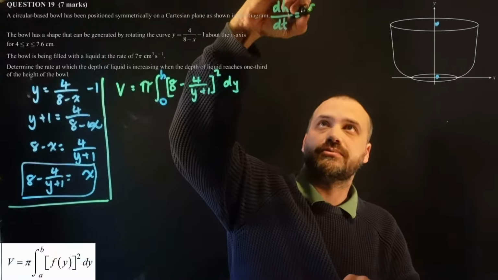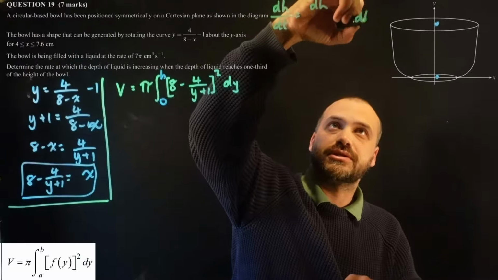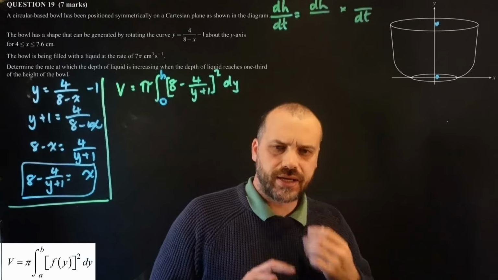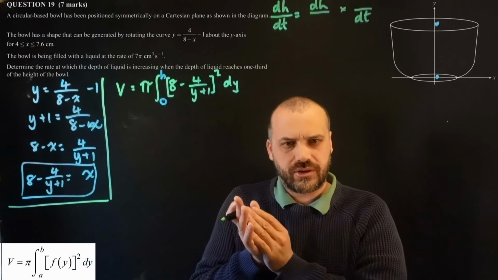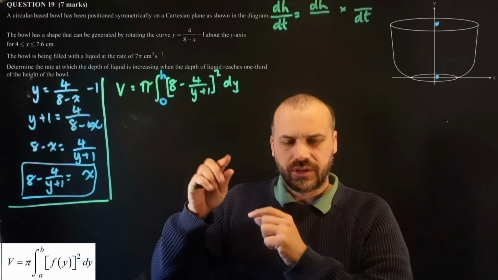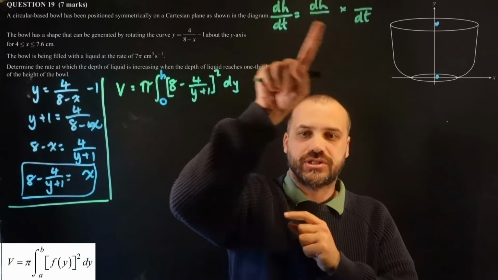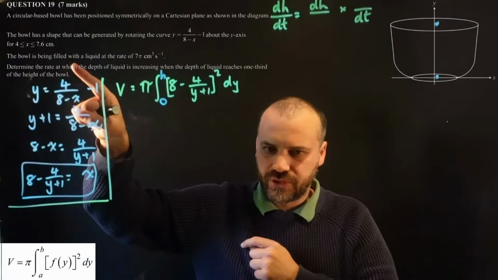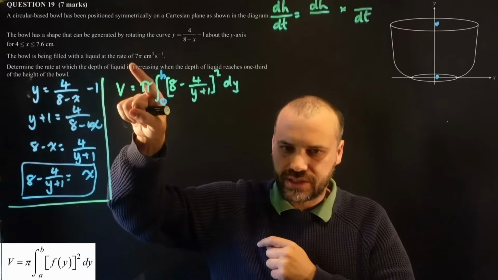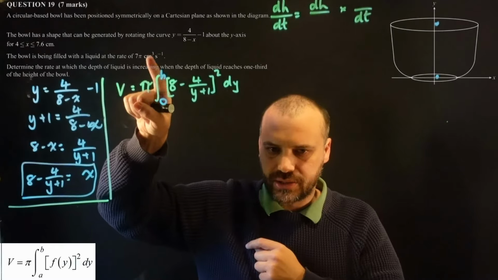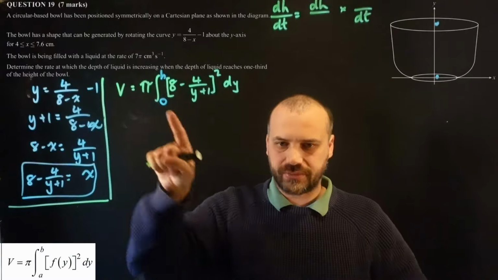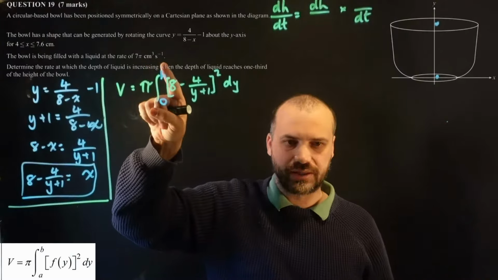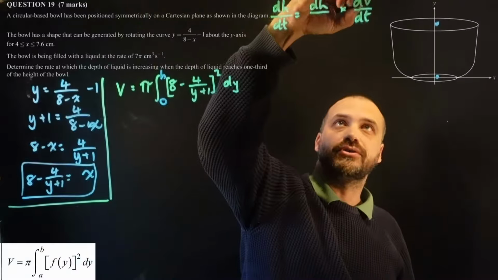So the way that I tend to do those is something a bit like this. Okay, and what's the intermediary variable between h and t? Usually there's a hint here. The bowl is being filled with liquid at the rate of 7 pi centimeters cubed per second. Okay, that is a rate of volume per second. So volume.